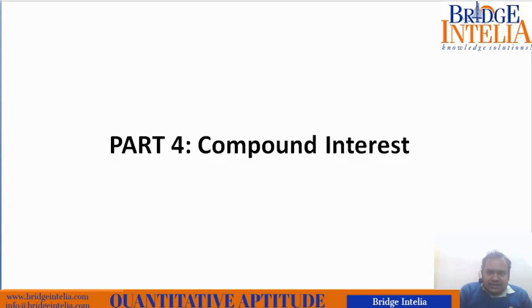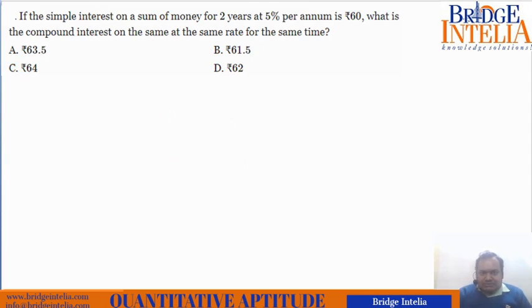So dear students, now let's have a look at the remaining pattern of questions. I'd like to highlight before you a very commonly asked pattern of questions. It goes something like this. If simple interest on a sum of money for 2 years at 5% per annum is rupees 60. Please understand, simple interest for 2 years.